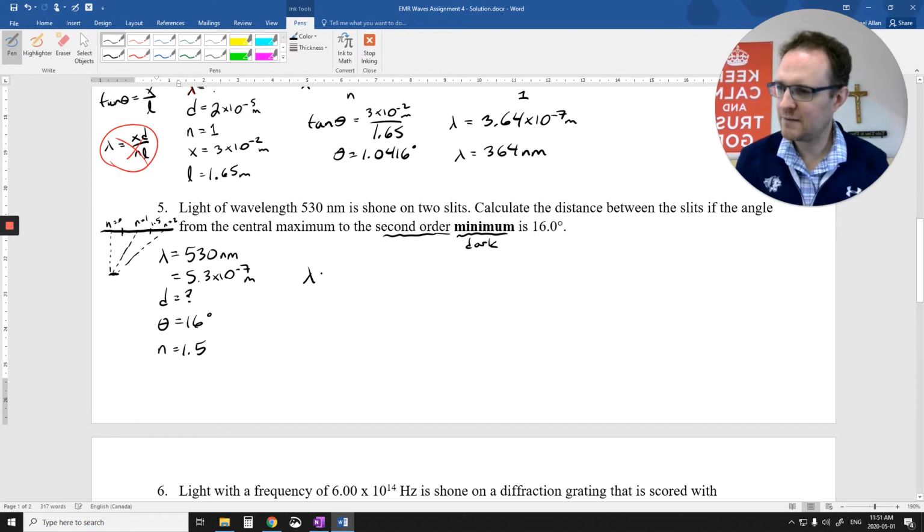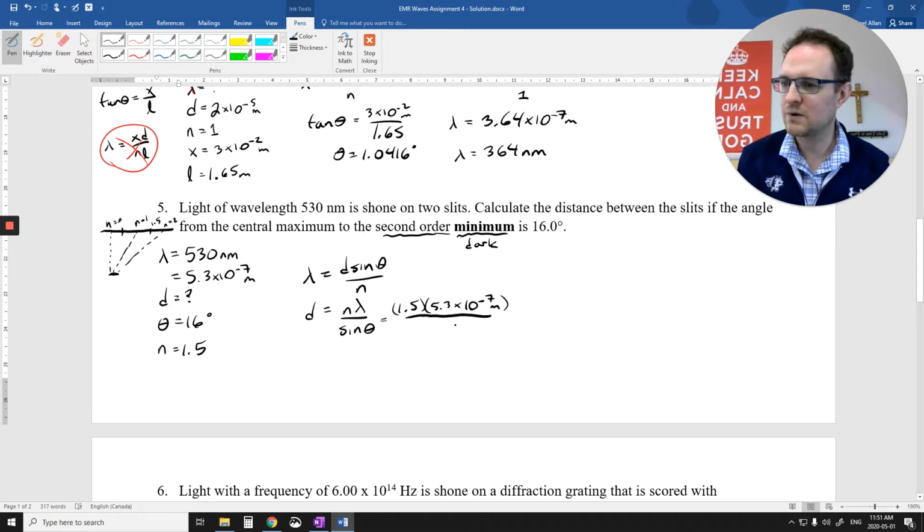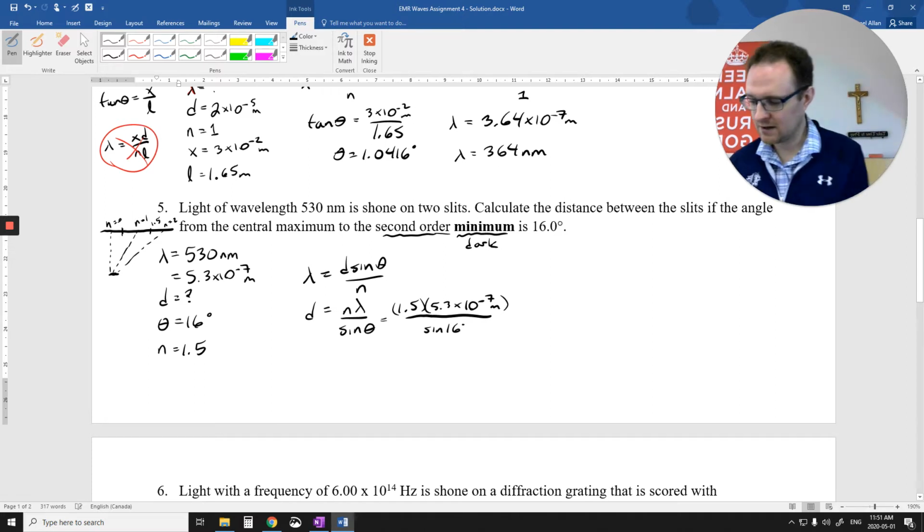Yeah, so we have enough information just to use this formula as is. So I don't have to find any angles or anything. I'm going to rearrange this for d, so times the n up to the lambda side and divide the sine theta down. And we just put our numbers in. Now, if we leave the 530 in nanometers, you're going to find your answer in nanometers, so I changed it so we get our answers in meters. And the angle is quite big here. That's fine.